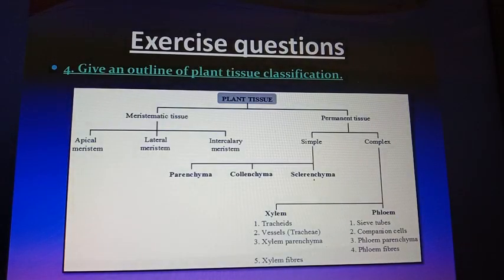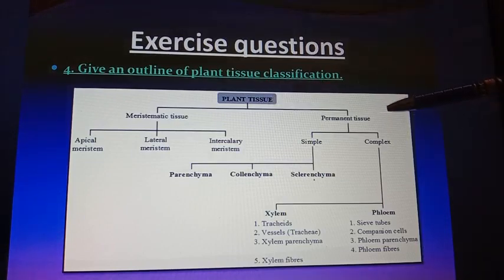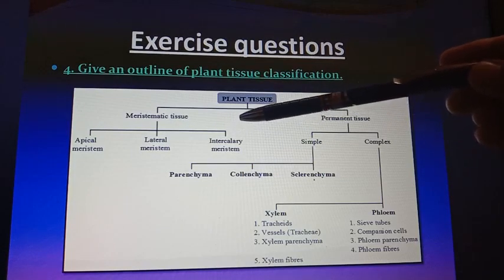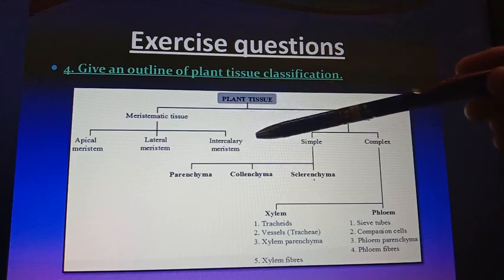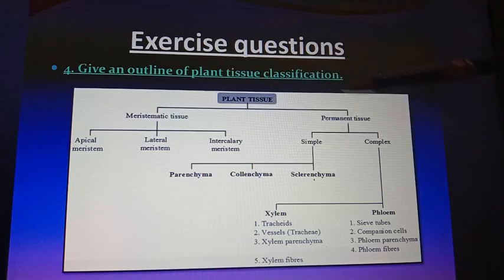Next, give an outline of plant tissue classification. So, here is the chart to show the plant tissue classification. First, plant tissue is classified into meristematic tissue and permanent tissue. Meristematic tissue is again divided into 3 types: apical meristem, lateral meristem and intercalary meristem.